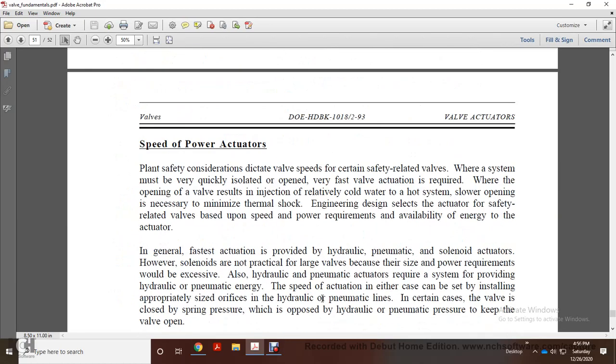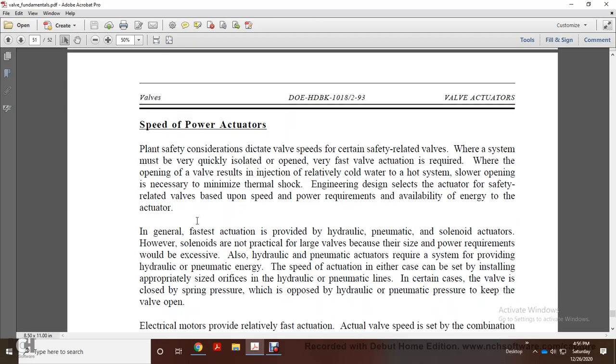Alright, speed and power of actuators. Plant safety considerations dictate valve speed for certain safety related valves. When the system must be shut quickly or opened quickly, very fast valve actuation is required. Opening a valve very fast can result in injection of relatively cold water into a hot system, so slower opening is necessary to minimize thermal shock. Engineers design and select the actuator for safety related valves based upon speed, power requirements, and availability of energy to the actuator.